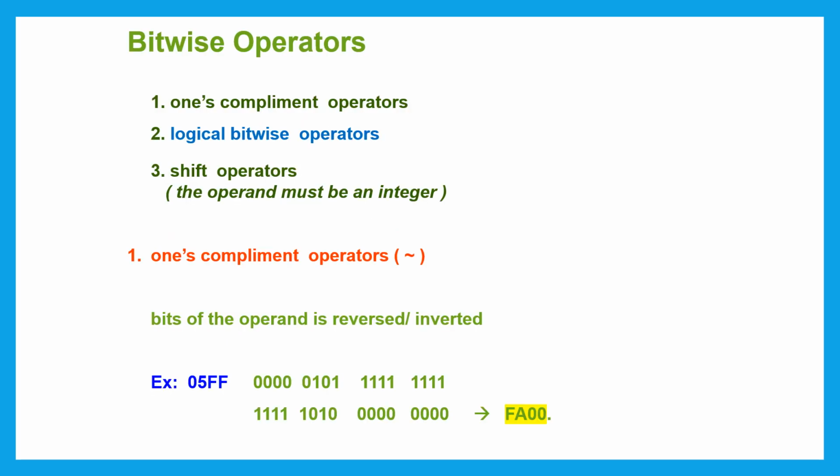Fourth one, bitwise operators. We have three major bitwise operators: ones complement operator, logical bitwise operators, and shift operators. Basically, bitwise operators operate at bit level. First category, ones complement operator. So all the bits will be complemented. Zeros will become 1 and ones will become 0.